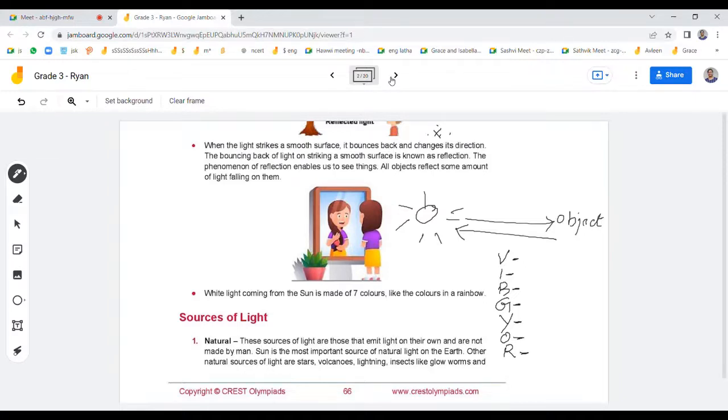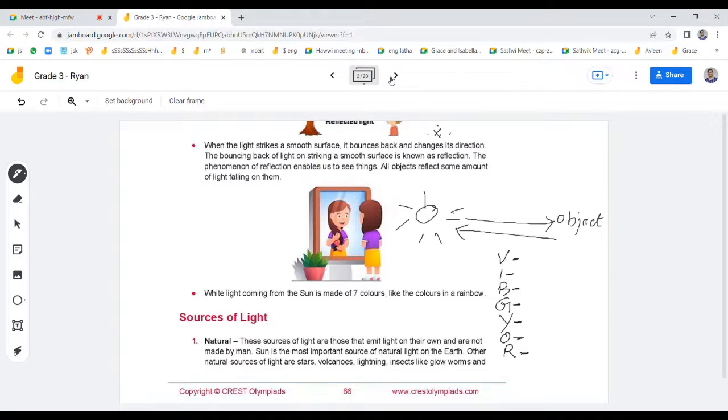If they ask you to write an example for living luminous objects, what will you write? Fireflies and glowworms. They are examples of living luminous objects. Luminous objects can be natural or artificial, that is, man-made.